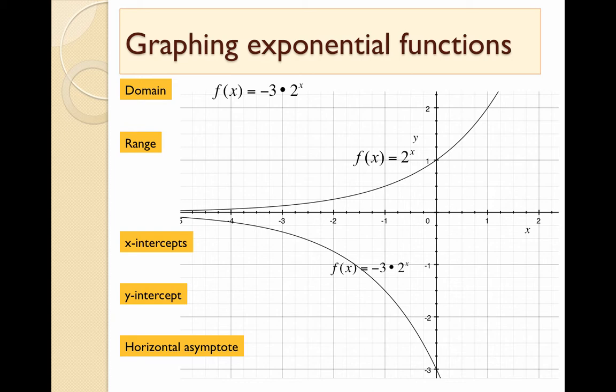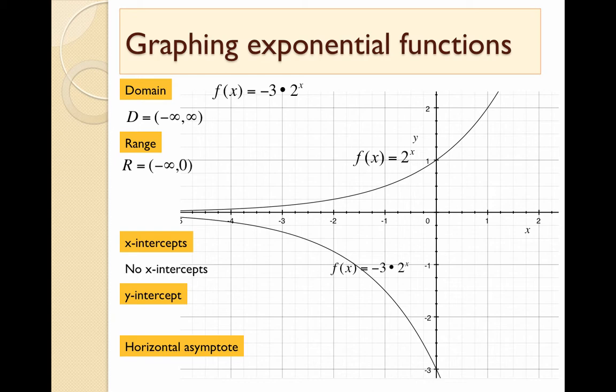So let's look at the characteristics. The domain, you can probably guess. Any x value is acceptable to plug in there, so just like the parent, -∞ to infinity. Now our range has changed. Our parent is all above 0. Our translated function is all below 0. So our new range is from -∞ up to, but not quite reaching 0.